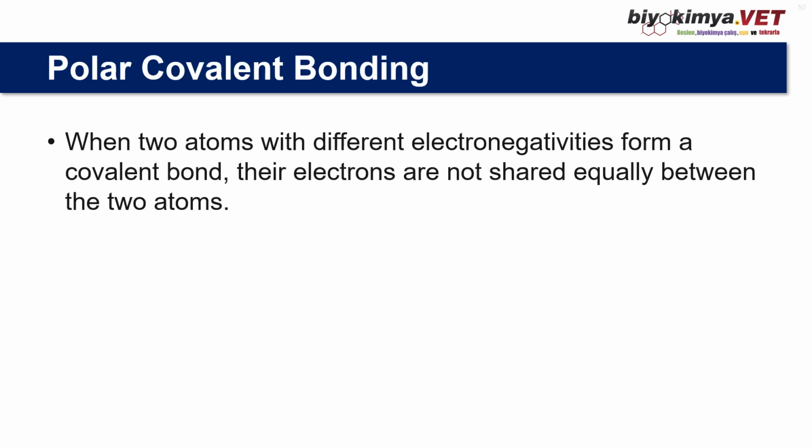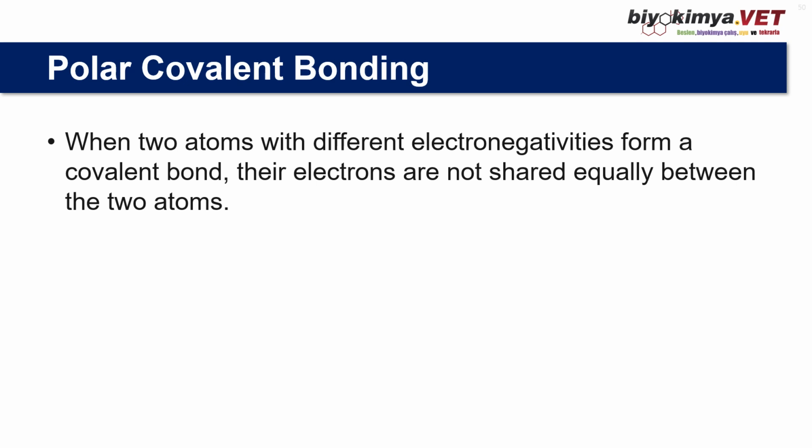When atoms with different electronegativities form a covalent bond, their electrons are not shared equally between the two atoms, and as a result, the shared electrons will be closer to the atom with higher electronegativity, so it shares them unequally. A polar covalent bond causes the molecule to have a slightly positive side, the side containing the atom with lower electronegativity, and a slightly negative side, the side containing the atom with higher electronegativity, because the shared electrons are displaced towards that atom.